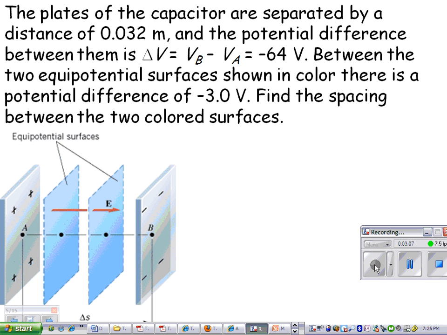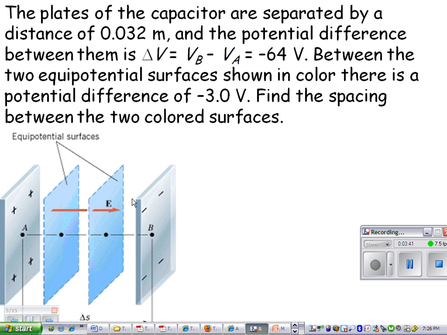So here we have a situation where the plates of a capacitor are separated by a distance of 0.032 meters, and the potential difference between them is negative 64 volts. Between the two equipotential surfaces shown in color, there is a potential difference of negative 3 volts. So here the light blue is the negative 3 volts, and we want to find the spacing between the two colored surfaces.